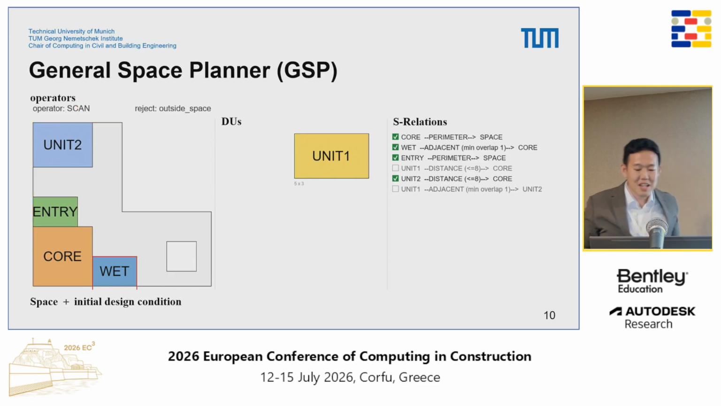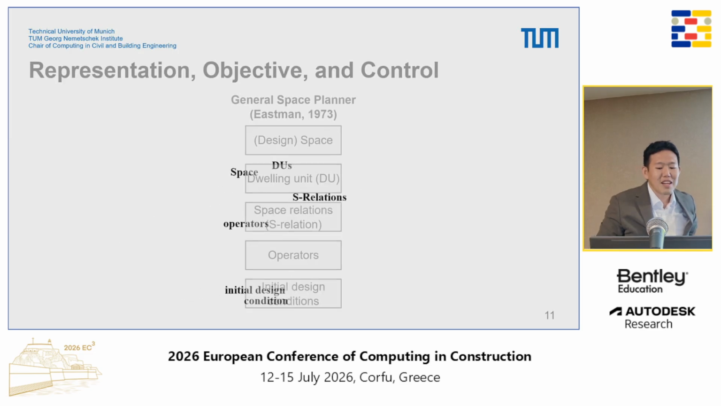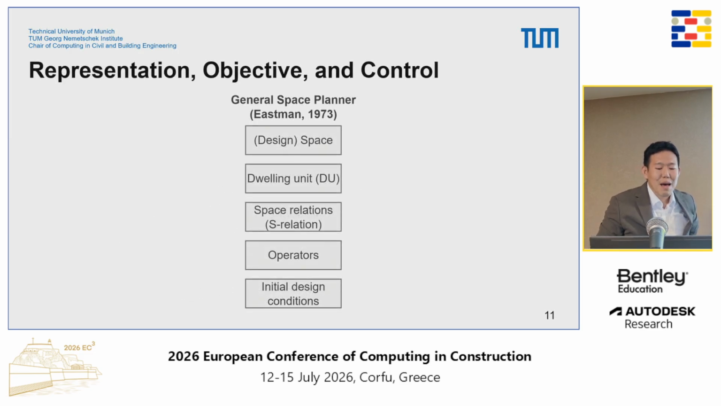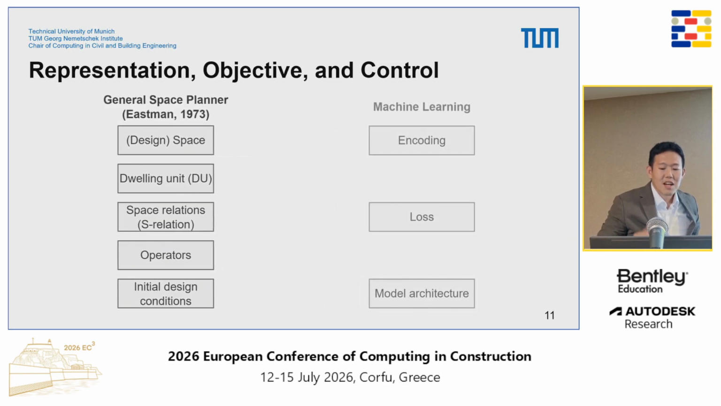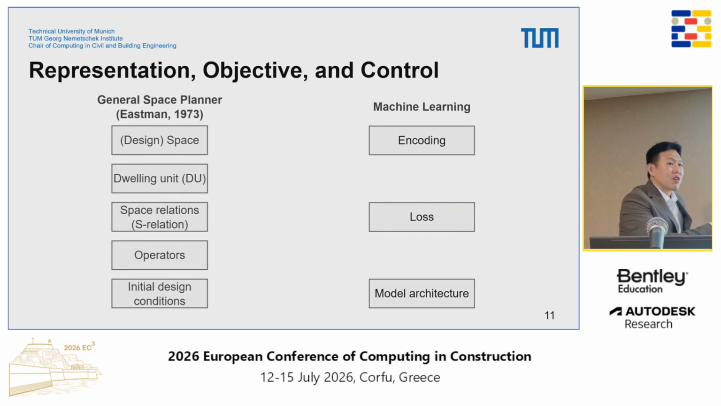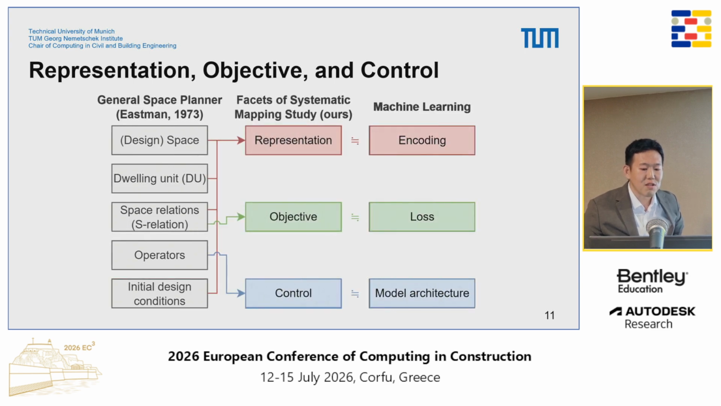So what I did basically was mapping these 5 core components of GSP against the 3 core components of deep learning: encoding, loss, and modular architecture. I was looking into how the digital representation, the objectives for generation, and the technique to control the design options have changed throughout these 50 years.